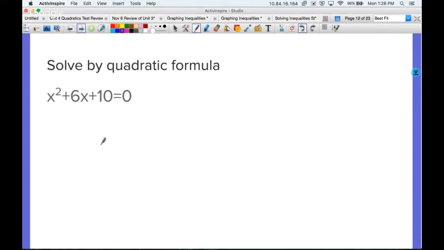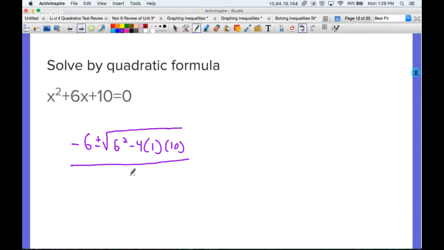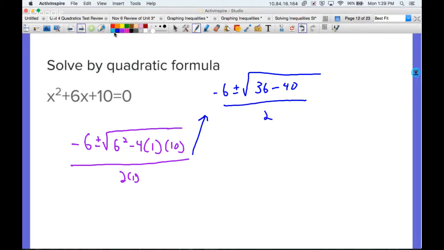Then we've got the quadratic formula. Let me just do it out loud. -b plus or minus the square root of b squared minus 4 times a times c, all over 2 times a. All right, this is going to become -6 plus or minus the square root of 36 minus 40 all over 2, which can become -6 plus or minus the square root of -4 all over 2.